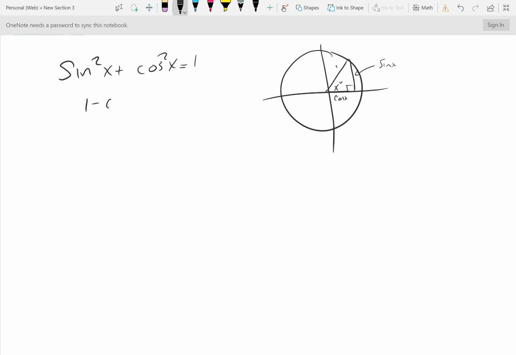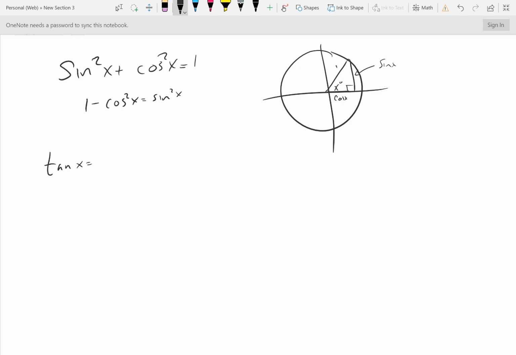Of course, you could write it like this. And vice versa. Okay. Pythagorean identity is huge. We'll use it a ton. It's a lot of fun. It's nice. Whatever.